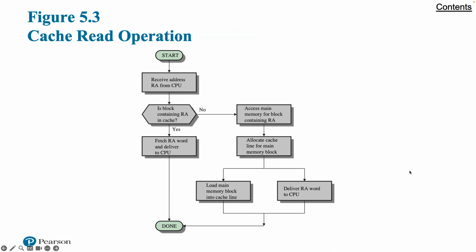Here we have another figure. This illustrates the read process. The process generates the read address, RA, of a word to be read. If the word is contained in the cache, that is, it has a cache hit, it is delivered to the processor. And if it does find it, it doesn't have to go through all this extra processing to locate it and retrieve it from main memory.